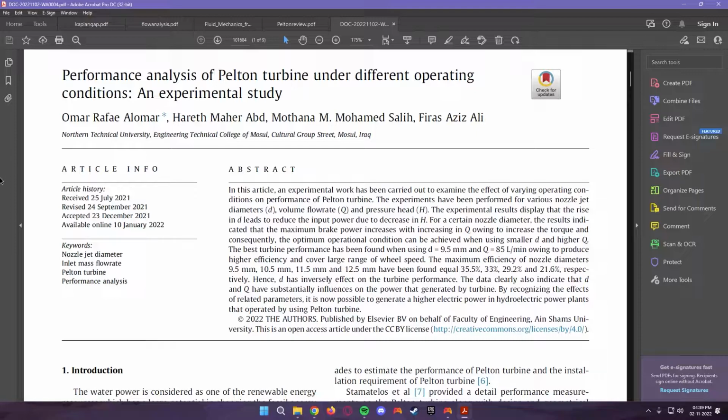The best turbine performance has been found when using D of 9.5 mm and Q of 85 liters per minute, owing to producing higher efficiency and covering a large range of the power generated by the turbine. By recognizing the effect of the related parameters, it is now possible to generate higher electric power in hydraulic power plants operating with the Pelton turbine.